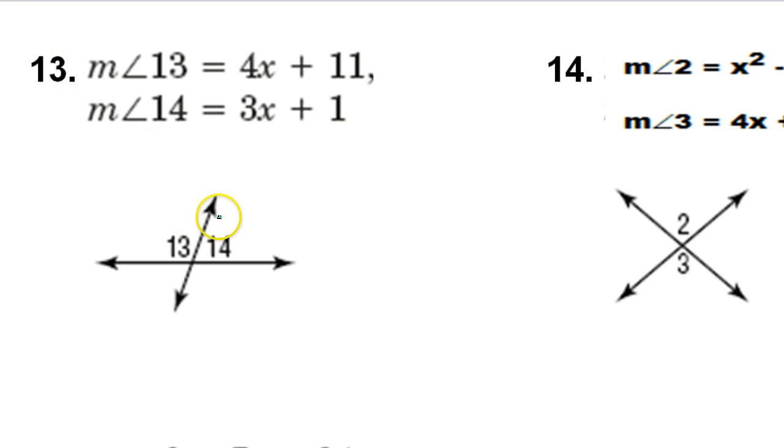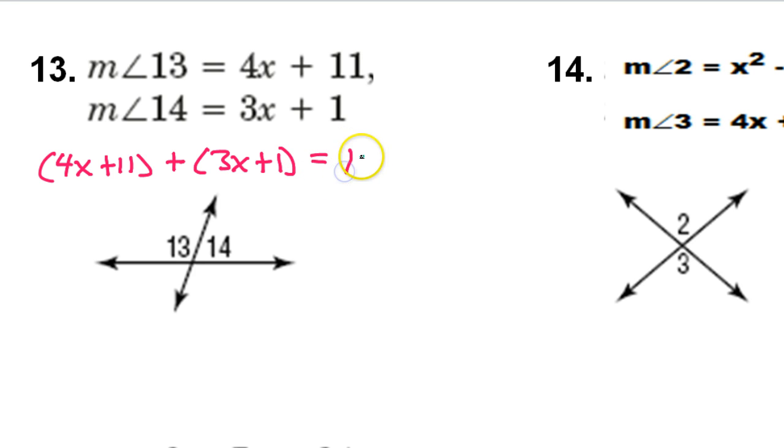Number 13 takes slightly more work. We know that these two angles have to add up to 180 degrees. And here we have these expressions. So that means that 4x plus 11, that's one angle, plus 3x plus 1, that's the other angle. Together, they have to add up to 180 degrees. So it's just a matter of solving this equation and plugging back in.